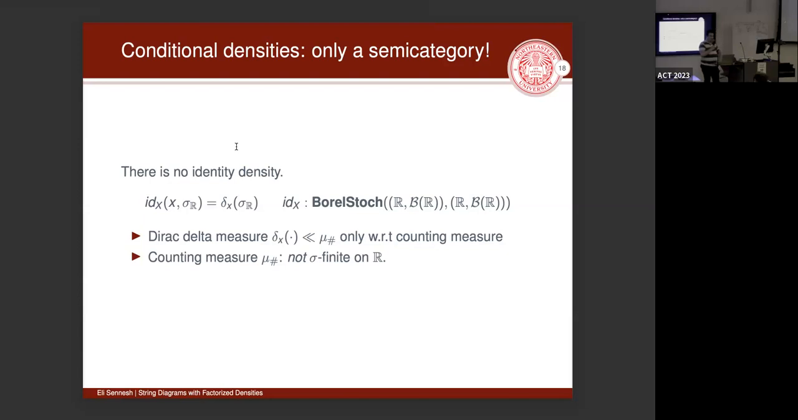It has absolute continuity with respect to the counting measure. The counting measure just returns the number of points in a set. However, this means that the counting measure is not sigma finite on the real line. Notably, the counting measure is sigma finite on the natural numbers, the integers, or another countable set. But really what we're saying is you need a base measure that is appropriate to the cardinality of your sample space. And if you don't have one, you fail Radon-Nikodym. There is no density.